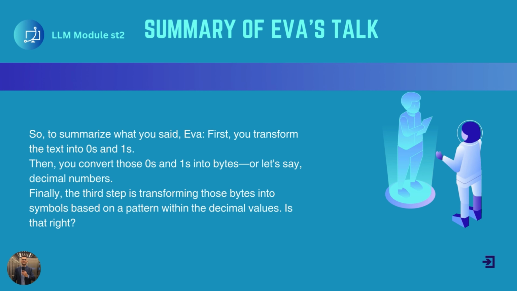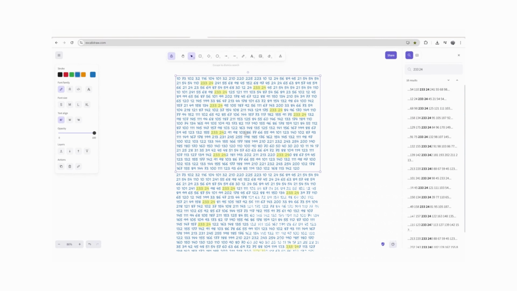So, to summarize what you said, Eva, first you transform the text into zeros and ones. Then you convert those zeros and ones into bytes, or let's say decimal numbers. Finally, the third step is transforming those bytes into symbols based on a pattern within the decimal values. Is that right? You got it.